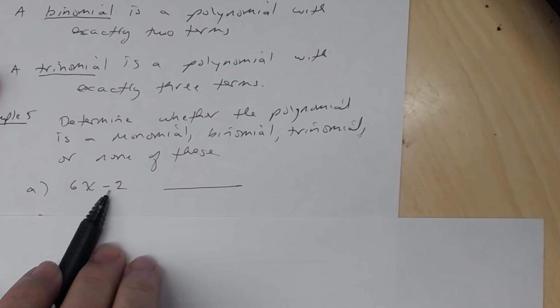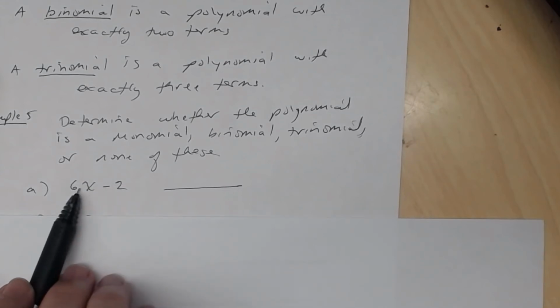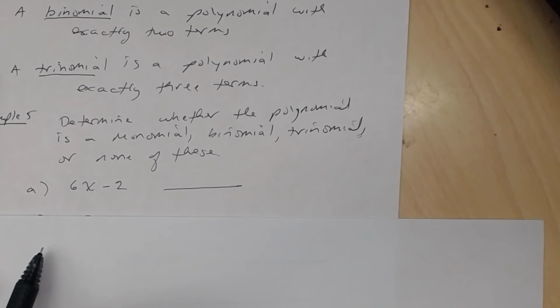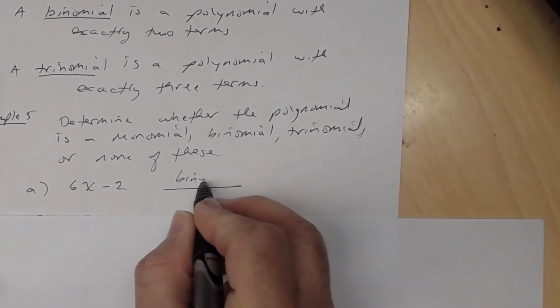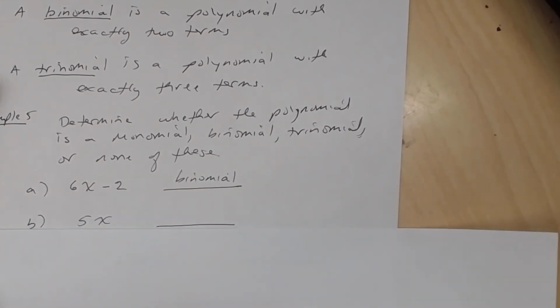So we have this polynomial. The question is, how many terms do you have? That's all you have to look at. Well, there are 2 terms. The first one's a 6x, and the second one's a -2. Remember, -2 is your constant. So there are 2 terms, so this will be called a binomial. All right, don't abbreviate. Make sure you write it out.